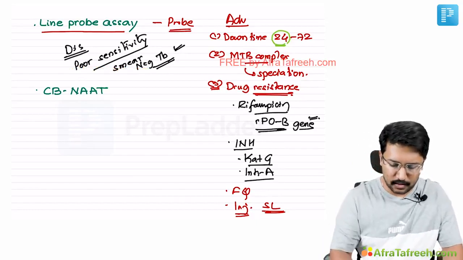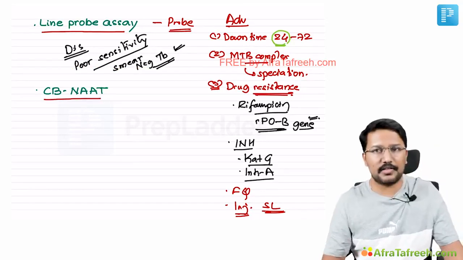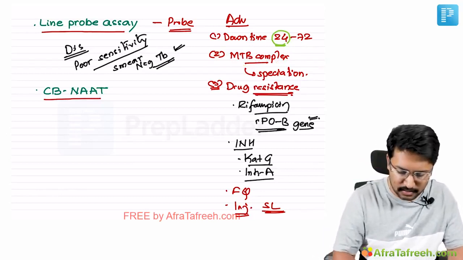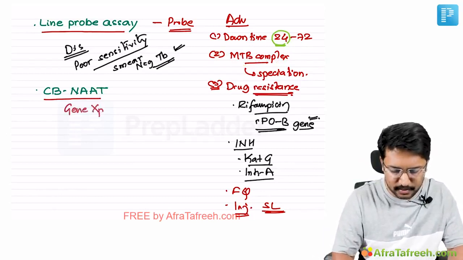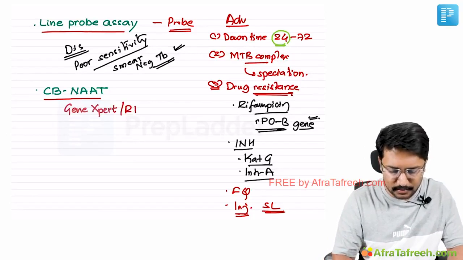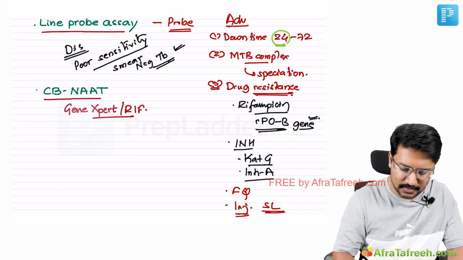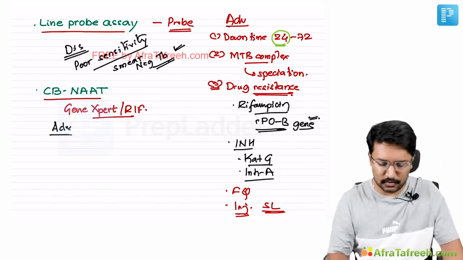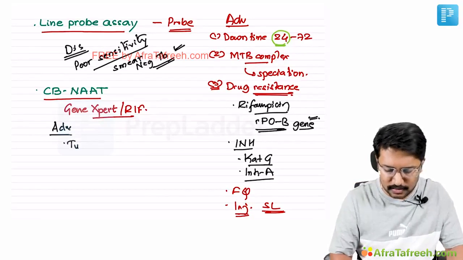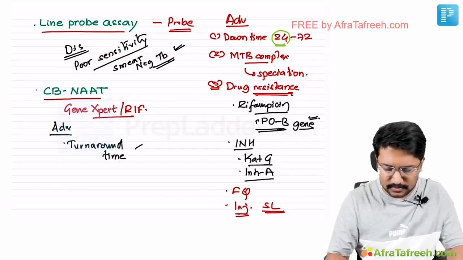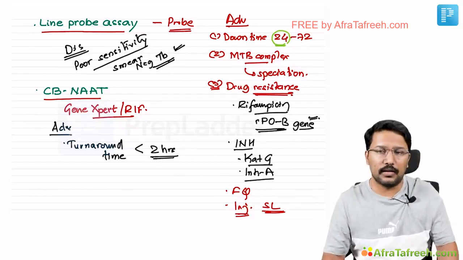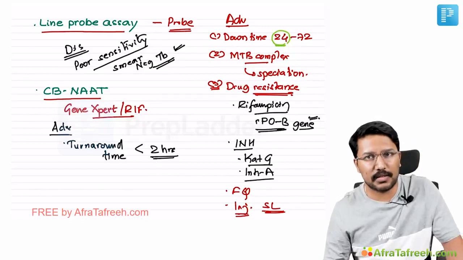Okay. Now the next thing we have in our armamentarium is the cartridge-based nucleic acid amplification test, and the most commonly used CBNAT is our GeneXpert, often written as GeneXpert RIF, right? Now what are the advantages of GeneXpert? The advantage is probably the shortest turnaround time, right? The turnaround time or the downtime is usually less than 2 hours. So that makes it a highly useful tool to make quick decisions when it comes to patient management, right?